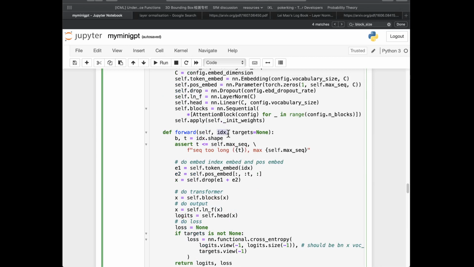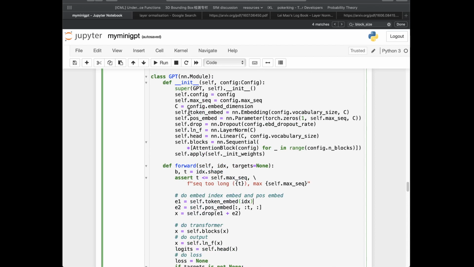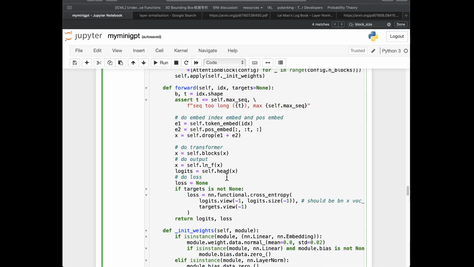Given the data, the embedding is done using the token embedding, and this is initialized with, of course, the vocabulary size, meaning how many possible tokens there are, and the dimension of the feature vector. For this reason, this C is called the embed dimension in our configuration.